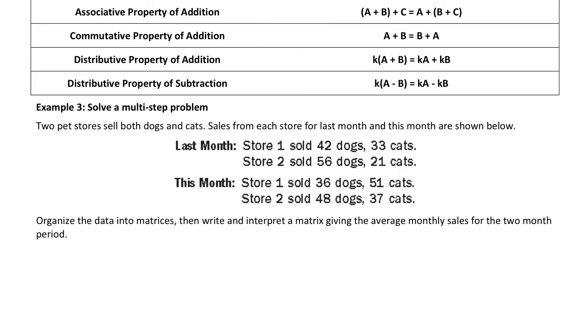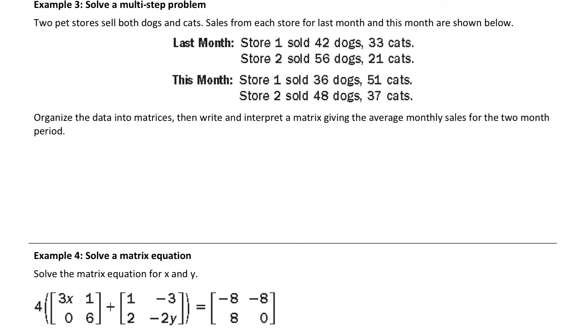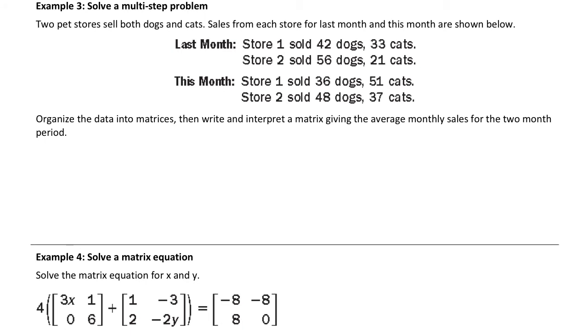Okay, so in this example, it says 2 pet stores sell both dogs and cats. Sales from each store last month and this month are shown with this little arrangement, all right? So what I'm going to do is write a matrix for each store to organize it. And it's going to be a 2 by 2 matrix, okay? So this is going to compare dogs and cats in store 1 and store 2. So I'm going to do a matrix for last month and this month.